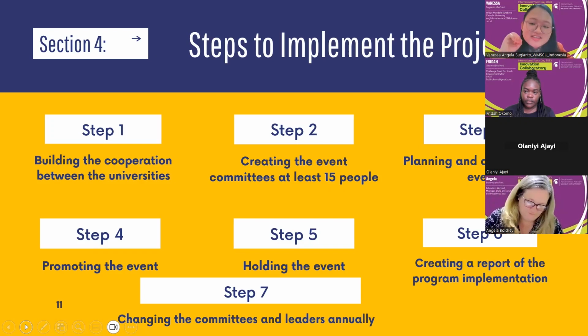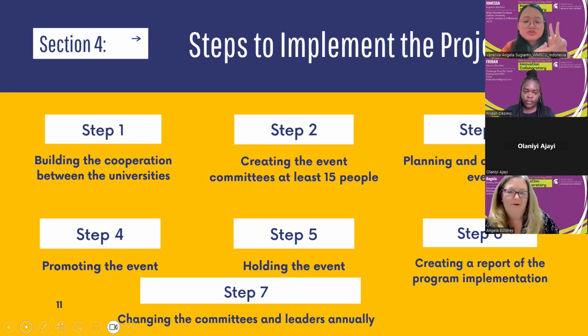Then in step 3, we need to plan and organize the event. From the committees, from those 15 people, we may divide them into 2 divisions, the event organizer team and the creative team. For the event organizer team, we will ask them to help us create the timeline and choose the judges, maybe from the lecturers. And from the creative team, we will need them to create a poster or infographics to promote this IC2 project.